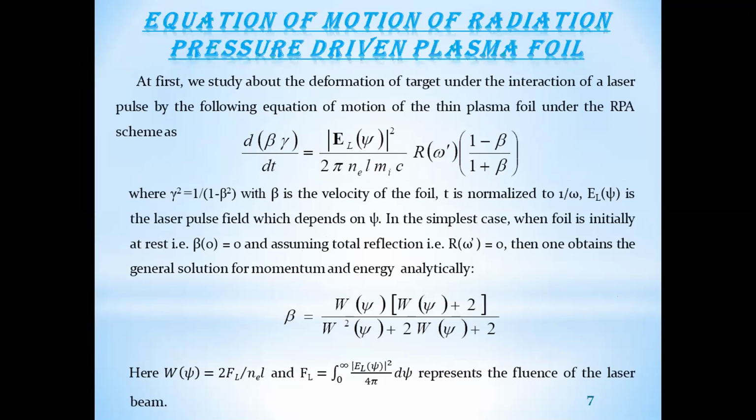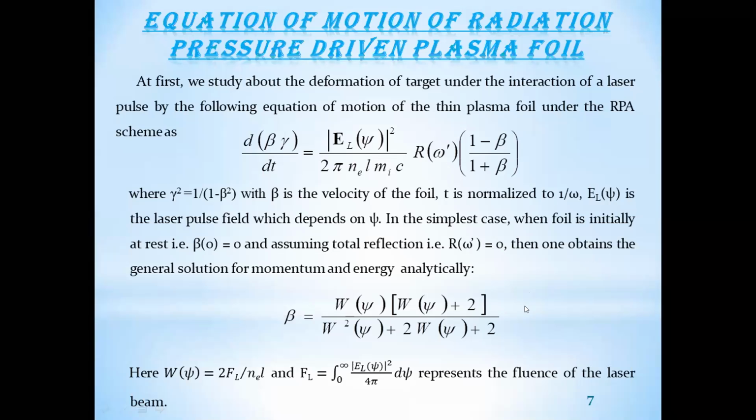Now let's move on to the equation of motion of the thin dense plasma foil. It is the equation of motion of the thin dense plasma foil, where beta is the velocity of the foil, gamma is the Lorentz factor, EL psi is the laser electric field, Ne is the plasma density, L is the foil thickness, Mi is the ion mass, and C is the speed of light. One can solve this equation analytically for the initial condition, that is, initially at t equals 0 our foil is at rest, so beta 0 equals 0, and assuming total reflection, that is, R equals 1.